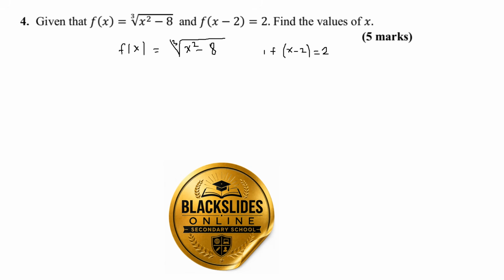So when you're working out, we substitute x minus 2 where there's x in the original function. Here, where there's x, we put x minus 2. So this is going to be equal to the cube root of x minus 2 squared minus 8. Remember that we are simply substituting. Where there is x, we put x minus 2, not forgetting to square it, then minus 8. This is equal to 2 as given.